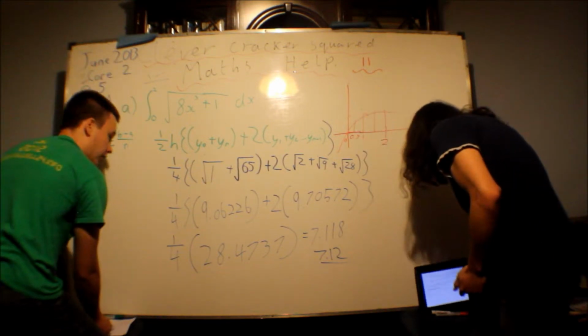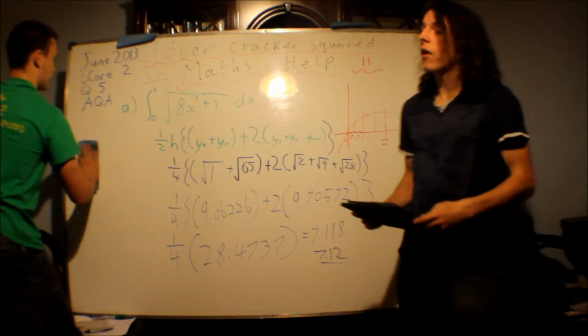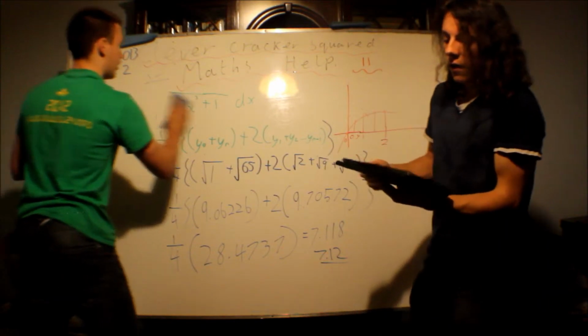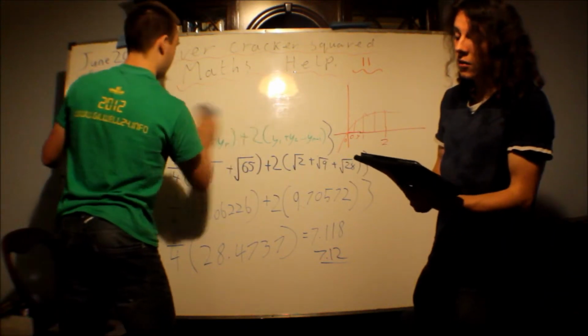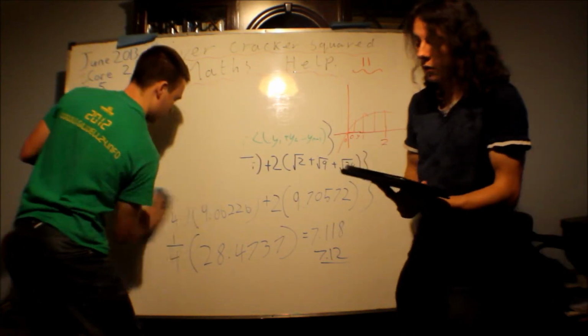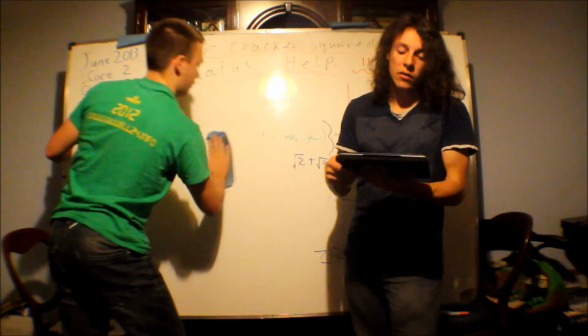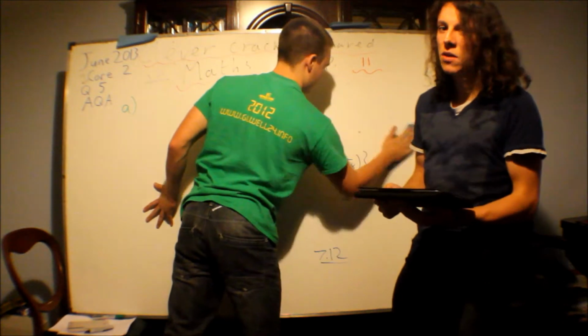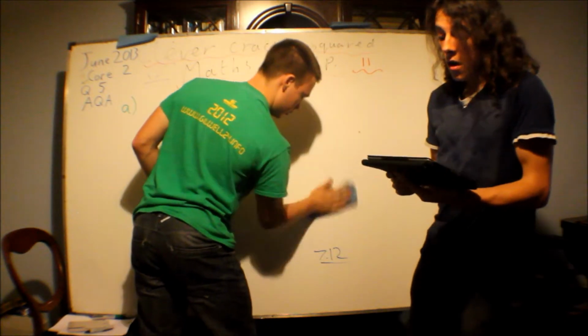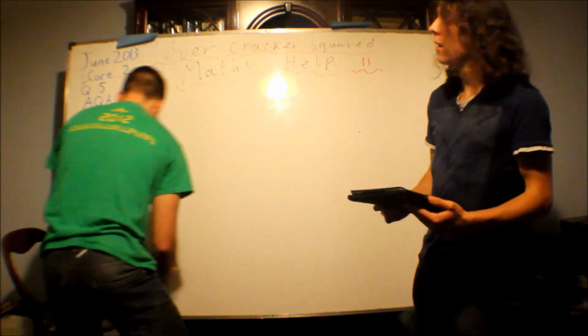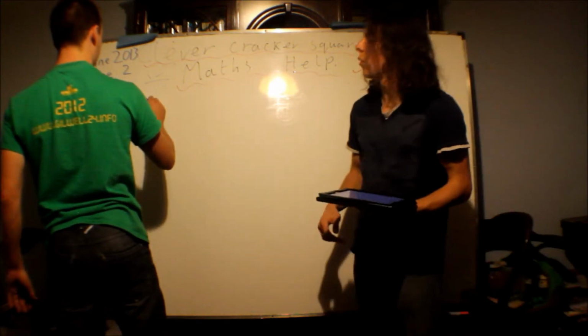Okay, so rub all this off. While you're rubbing off, I will read the next part. It says, describe the single transformation that maps the graph of y equals root of 8x cubed plus 1 onto the graph of y equals root x cubed plus 1. So, it's a transformation. We covered that in one of our core 2 videos.